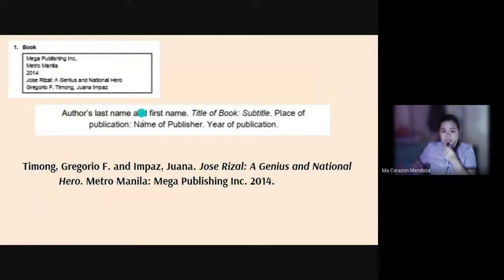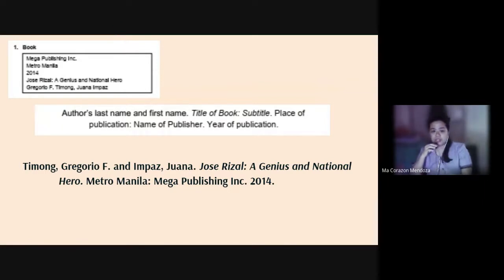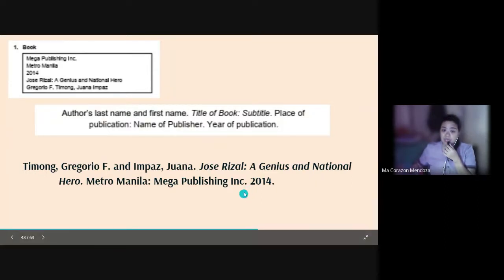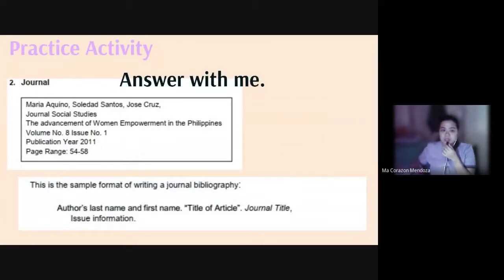So this is how you will answer it. Timong Gregorio F. period, or Timong Gregorio without the F. With or without the F is fine. And Impas Juana, period. Jose Rizal, a genius and national hero, period. Metro Manila, colon, Mega Publishing Incorporated. There should be a comma right here, and then 2014, period.